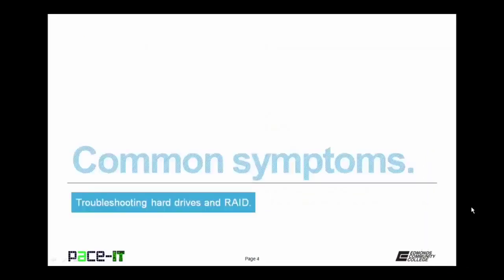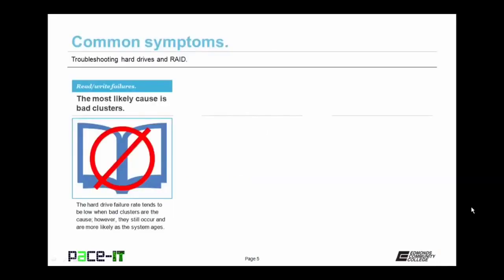We're going to begin by talking about common symptoms of problems. And the first one we're going to discuss today is read-write failures. The most likely cause of read-write failures are bad clusters. The failure rate tends to be low for bad clusters, but they do still occur and are much more likely as the system ages. Read-write failures are usually caused by a physical defect on the drive.